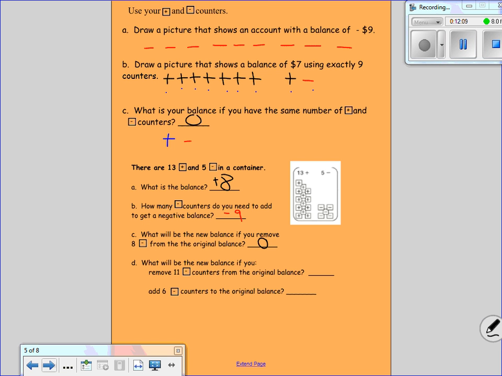What will be the new balance if you remove 11 negative counters from the original balance? So remove means to subtract. So I have a positive 8 minus a negative 11. I'm going to leave, add, change. Make leave. So I'm going to leave, add, change. I'm adding 8 plus 11, which is going to give me a positive 19. I'm going to add, so I'm going to start with an 8. I'm going to add negative 6 counters, which give me a balance of 2.